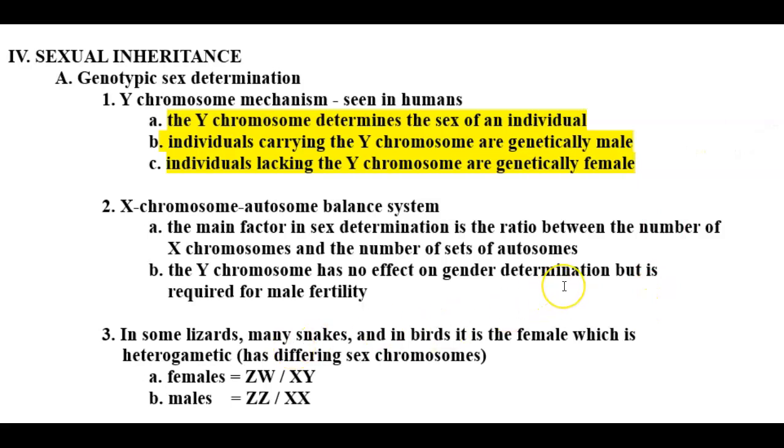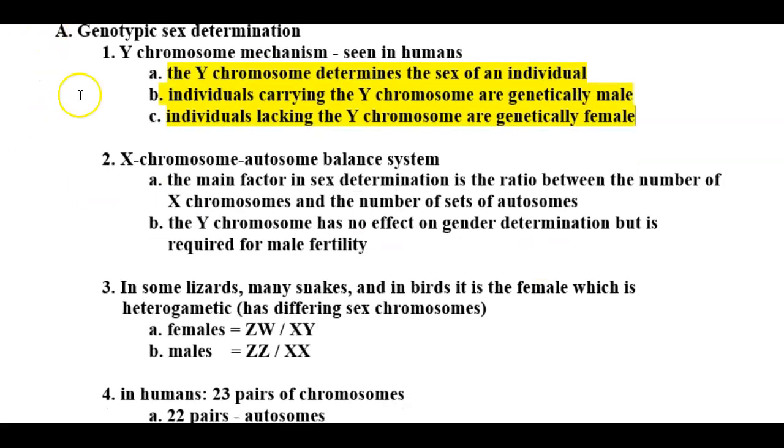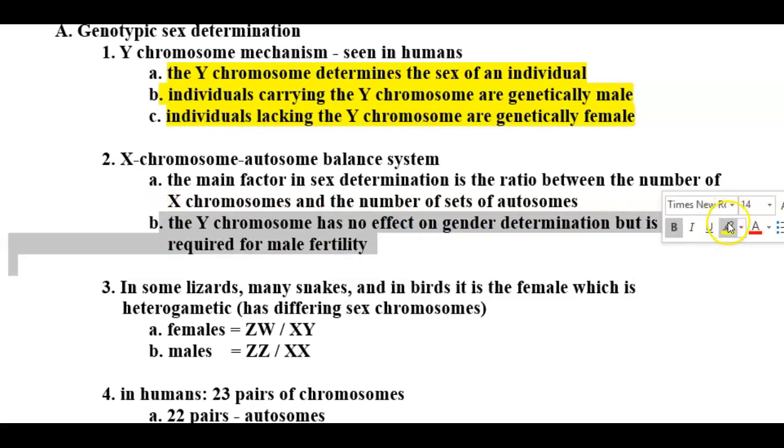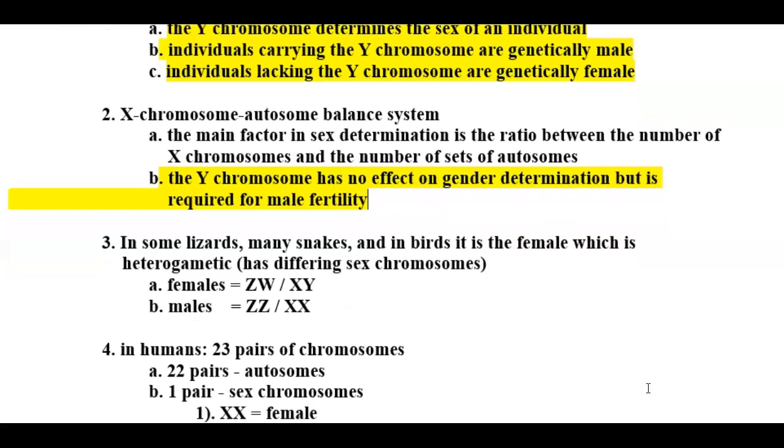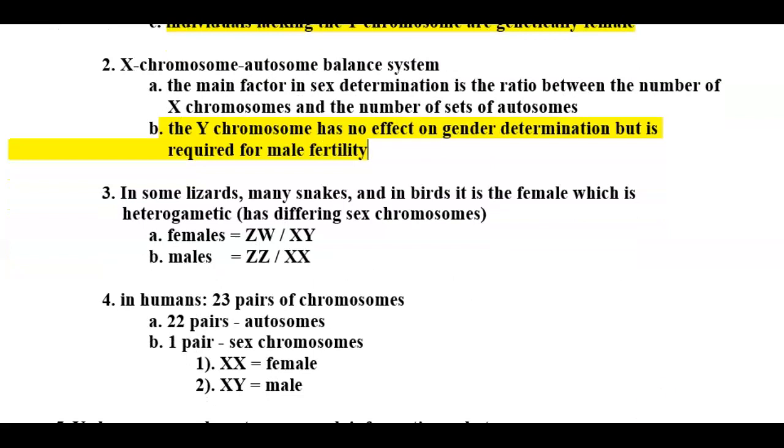X chromosome. Main factor in sex determination will be the ratio between the number of X chromosomes and the number of sets of autosomes, so we don't do that. These are different types of genetic sex determination. In this type, Y chromosome has no effect, but it is required for male fertility. Here, Y determines it. In this case, it's the ratio between the X chromosome and the sets of autosomes. Y chromosome has no effect in gender determination, but you still need it. Otherwise, the male will not be fertile.